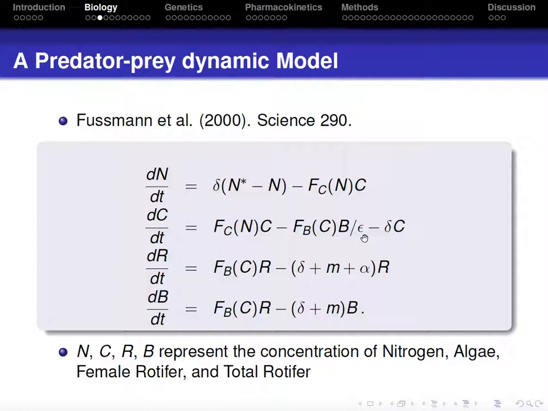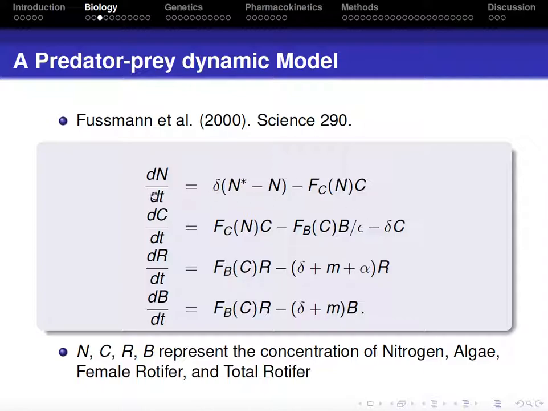Okay, and also there's a negative term minus delta C because the system is removed from the tank at the rate delta, right? So all the components inside the tank will be removed at the rate delta. Okay, so this is easy to understand, right?